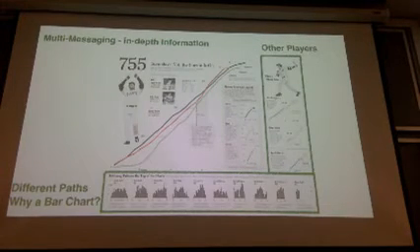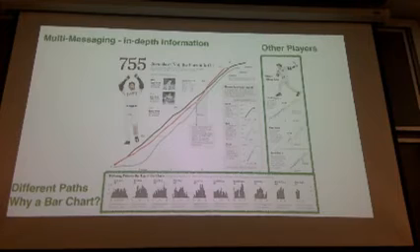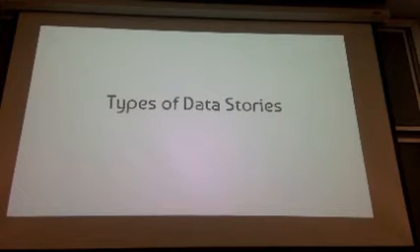And then there's more context. There's multi-messaging and in-depth information where you can look at other players and then have different paths. That's a well-designed infographic as you could see it in a magazine or in a newspaper. So we've now seen two different videos and a print story. And it turns out that we can actually break down these data stories into seven different types and analyze them like this.